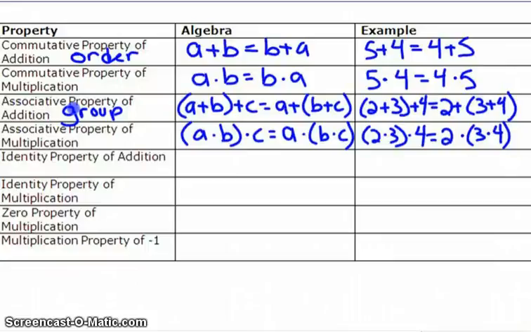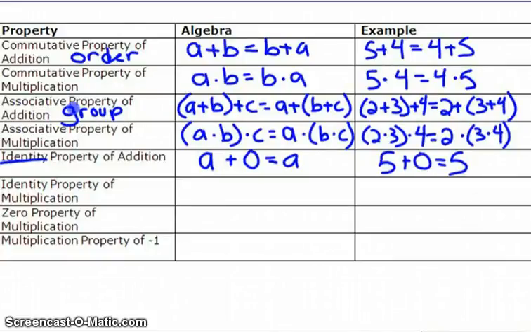Now the identity property of addition is a plus 0 equals a. So this is what number you can put in so that a will still equal a. A plus 0 equals a. It doesn't change the value of your first number. So for example, 5 plus 0 equals 5.